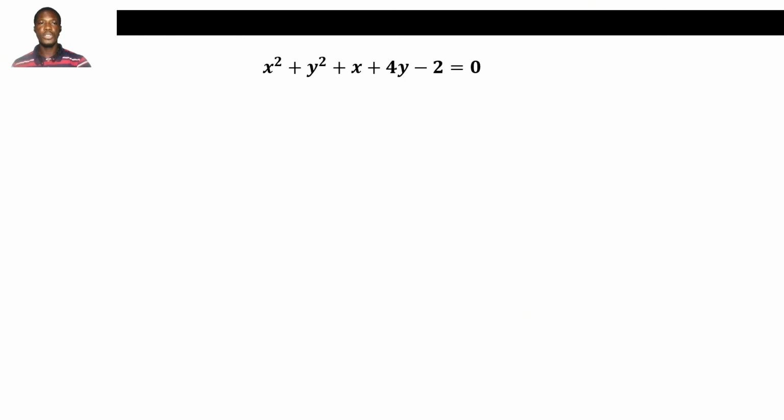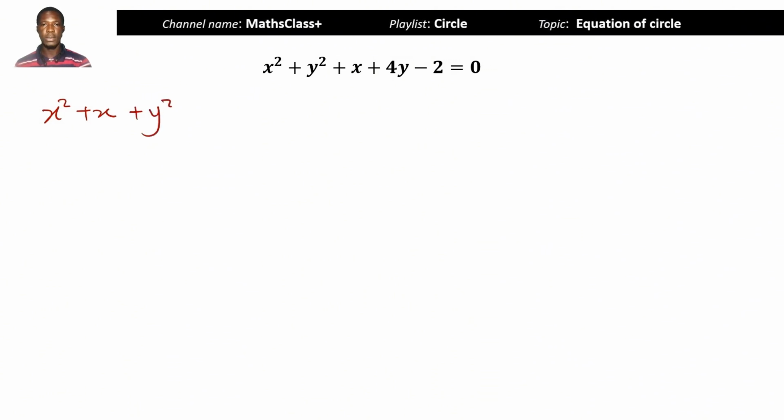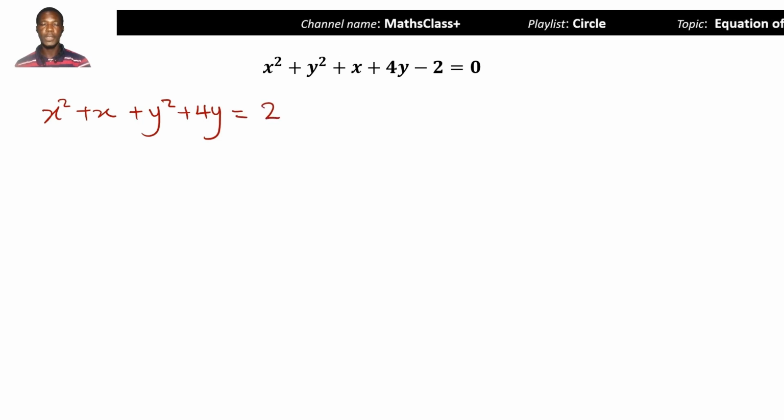Now we are going to use another method to solve the same question, and that is the method of completing the squares. Okay, so we have our equation. I will rewrite the equation as x squared plus x plus y squared plus 4y is equal to 2. I'm using the method of completing the squares, so I take the x side and I'll also take the y side.